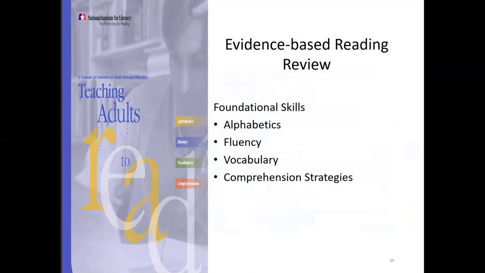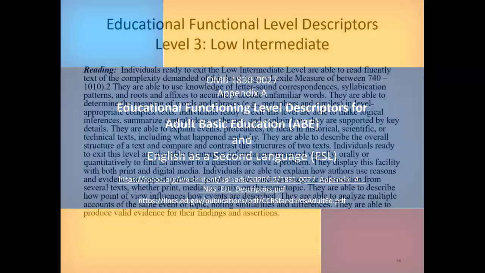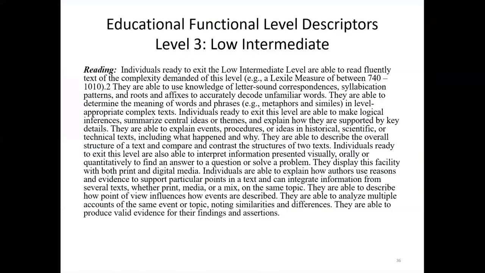So I like to use as an organizing principle the evidence-based reading review, which looks at foundational skills in these four categories. And now I get to the descriptors of educational functioning level 3. As I did last time, I like to show you how they represent it in the actual document. They give you a big block of text that you would probably need to be at level 5 or 6 to actually interpret and make sense of.